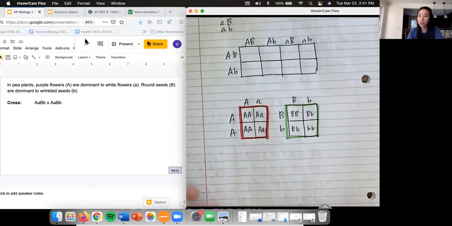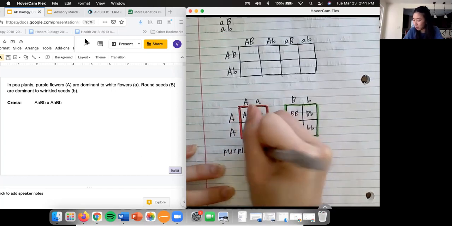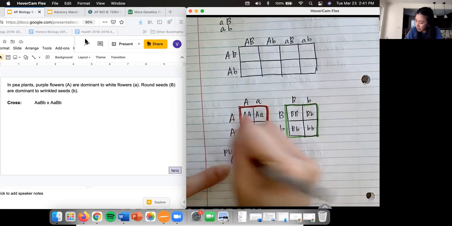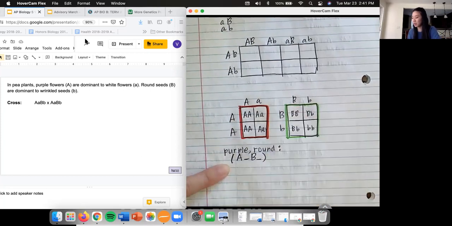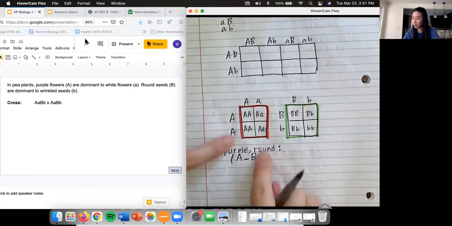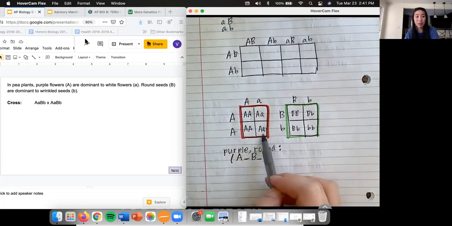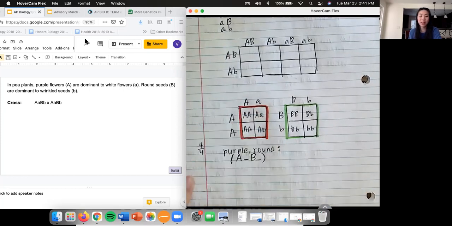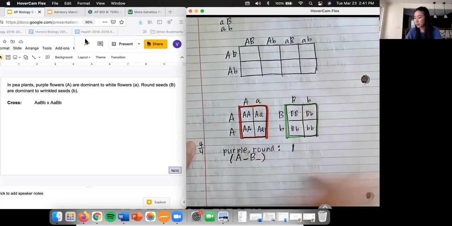So let's say I want to find out how many are going to be purple and round. That means they are big A dash, big B dash. So the way you do this: how many of these are purple? If you look, this is purple, purple, purple, purple. They all have a dominant allele, the capital letter. So out of 4, it would be 4 out of 4, that's like 100%. As a fraction, you would do 1. So 4 out of 4 simplifies to 1.